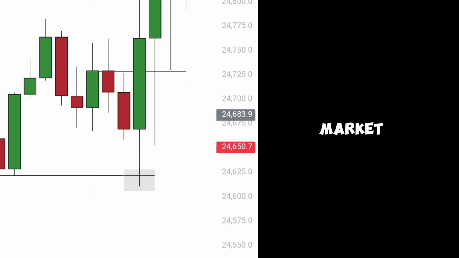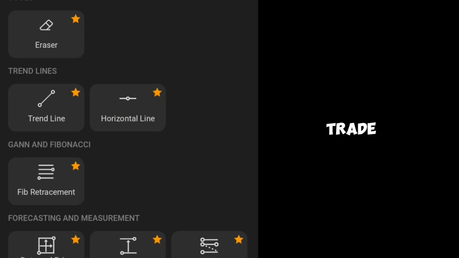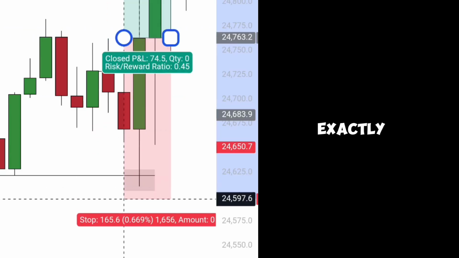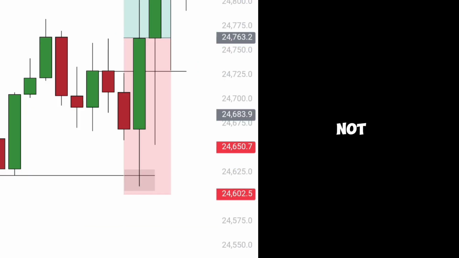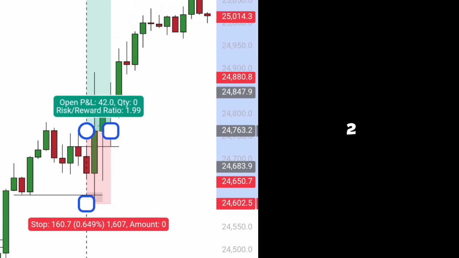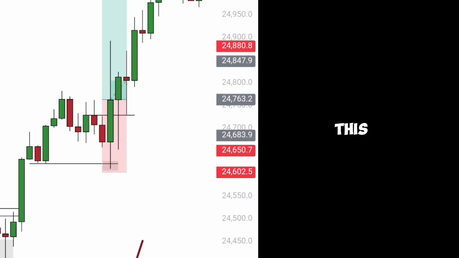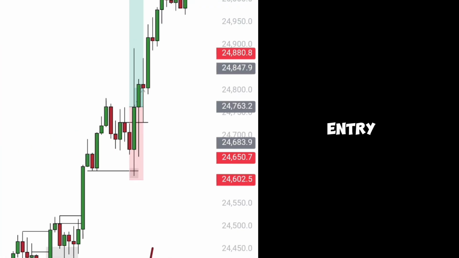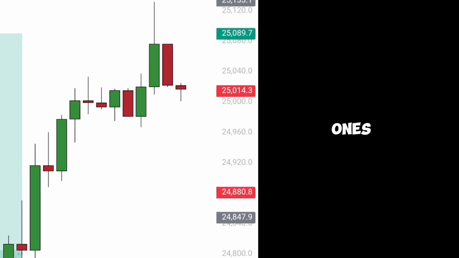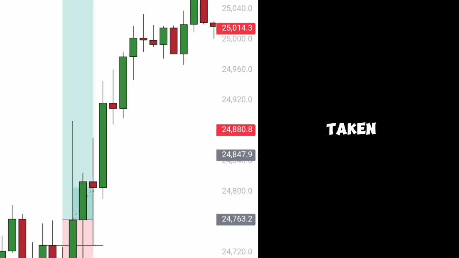So as the market breaks out of it, if you take a trade from here and then you put your stop loss exactly below, you are not wrong. Put your take profit 1 to 2. Okay, so this is a valid entry. So far there is nothing as clear as the examples that we have taken in times past.